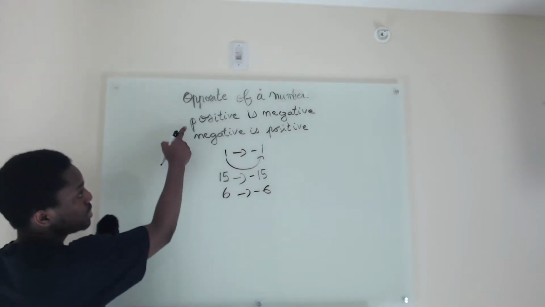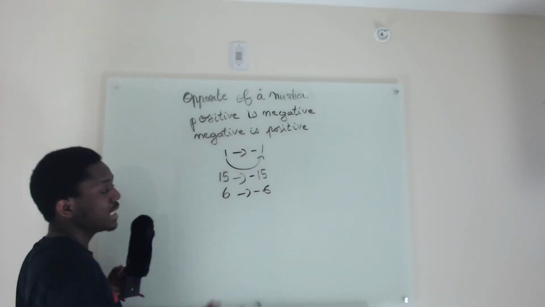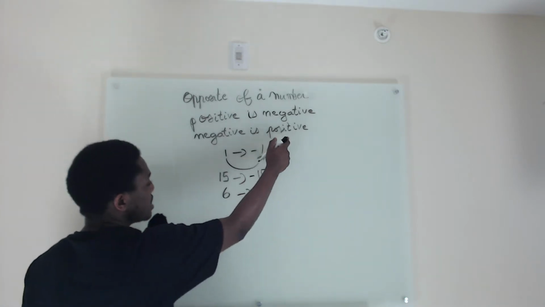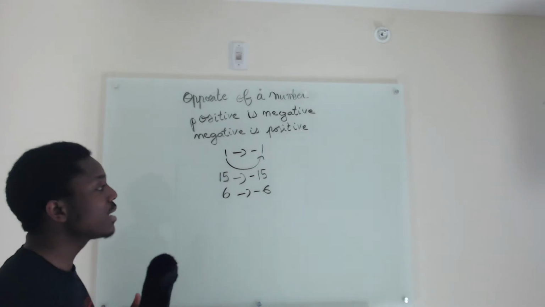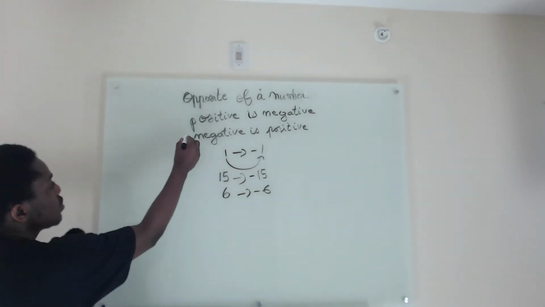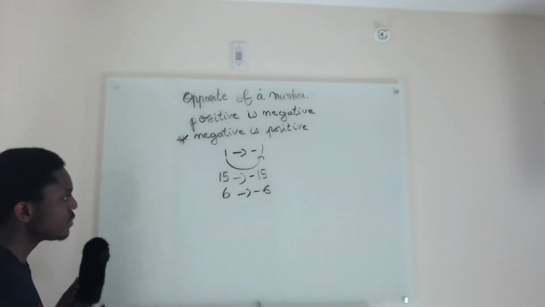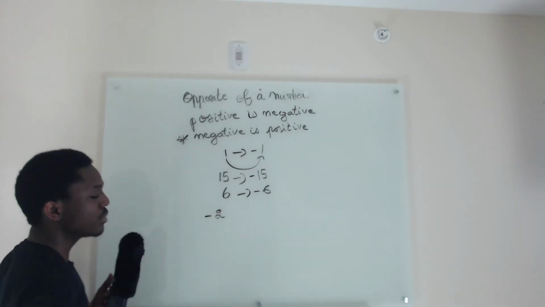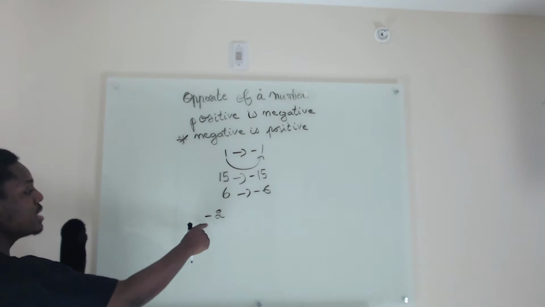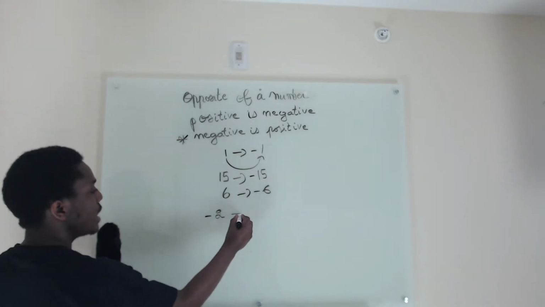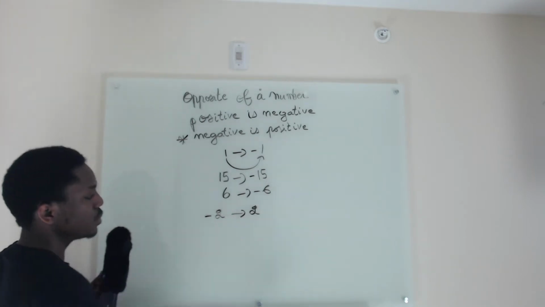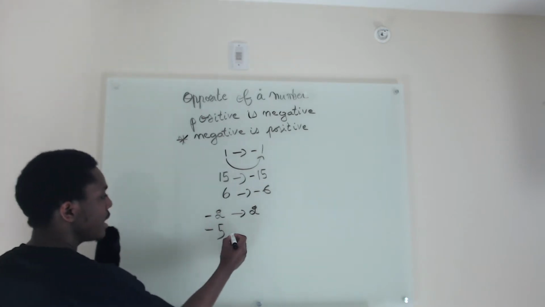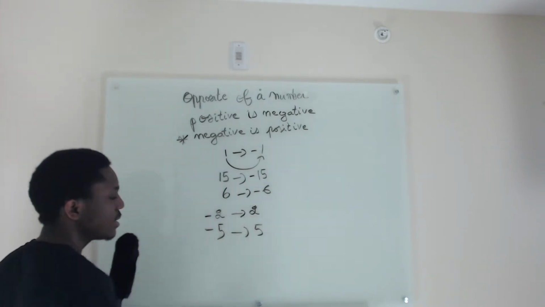So the opposite of a positive number is a negative number. And the opposite of a negative number is a positive number. So now let's take the second case, which is this one right here. So let's say I have the number negative 2, for example. So the opposite of the number negative 2 is positive 2. So the opposite of the number negative 5 is positive 5.